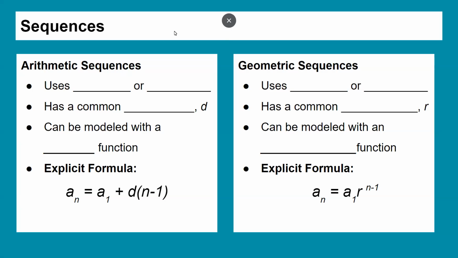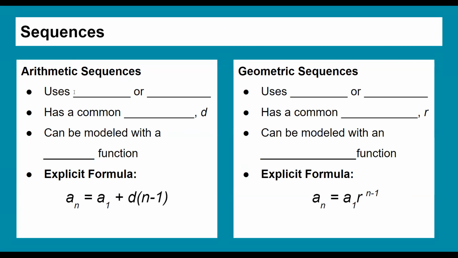So today we're going to talk about two different types of sequences. First, there's arithmetic sequences and then geometric sequences. Arithmetic sequences are numbers that use addition or subtraction to get the next term in the sequence.